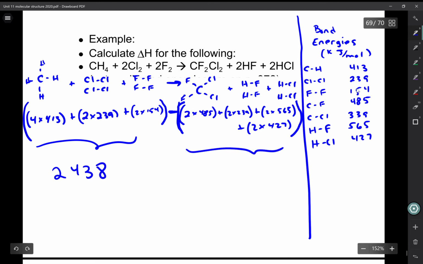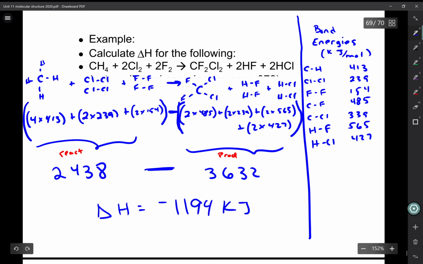Add up all the products and you get 3632. So these are your bond energies for your reactants, and these are the bond energies for your products. And it's reactants minus products. So you subtract that, and you get your heat of reaction as negative 1194 kilojoules. So this reaction is negative 1194 kilojoules. That's your heat of reaction.